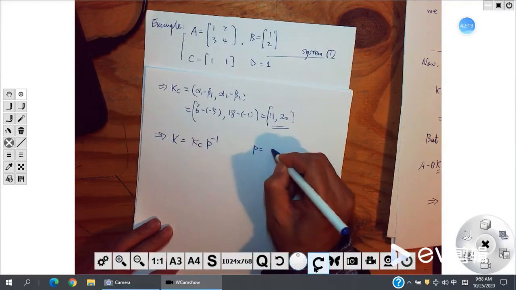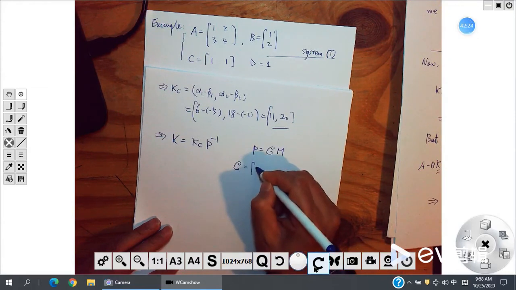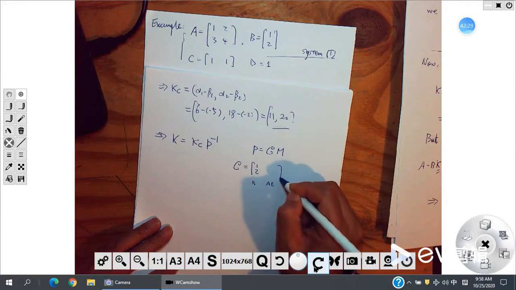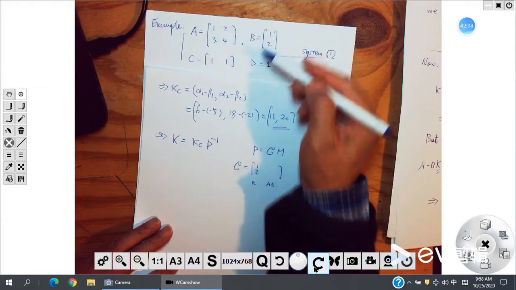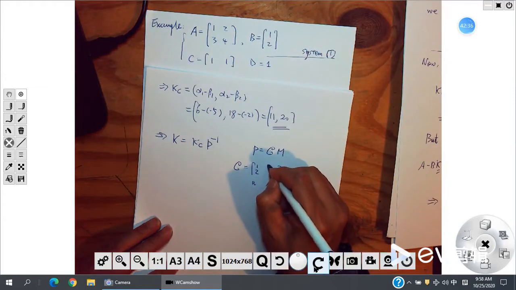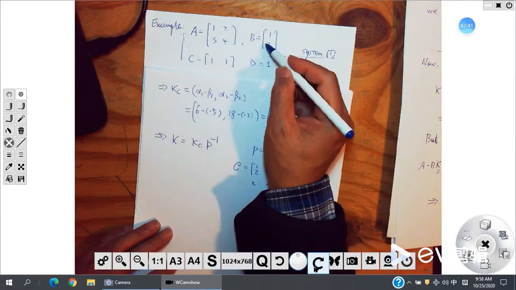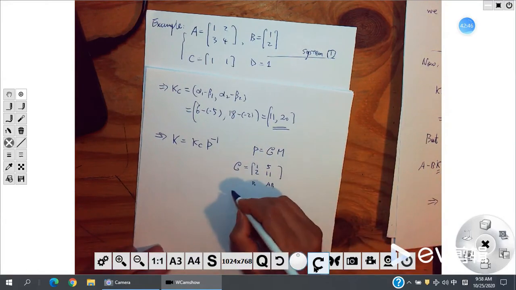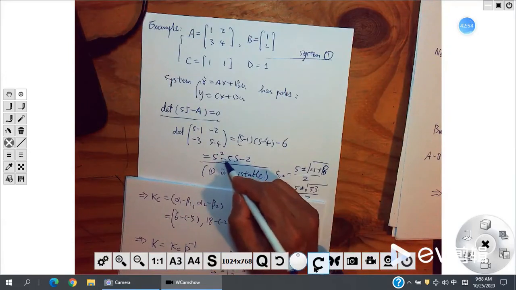P is equal to C times M, and C will be B and AB. B is 1, 2, and A times B is 1, 2, 1, 2, and I have 5. Then 3, 4, 1, 2, I have 3 and 8, this is 11. So this is C. And M will be 1, 1, 0, and here will be coming from this one, should be negative 5. Okay, negative 5.